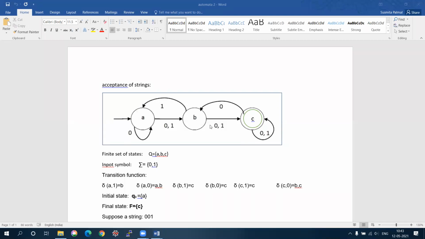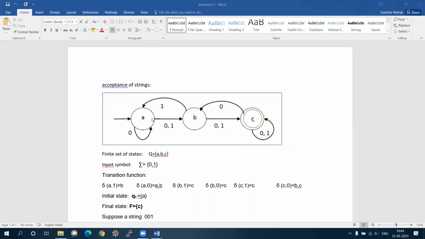Transition means from one state using one or more inputs, we can go to another state. So that is called transition. So how many states are there? 3 states, A, B, C. So in the definition of finite automata, the first tuple is finite set of states. That is denoted by capital Q, which is written here. The finite set of states contains 3 states, A, B, and C. So the state having double circle is the final state.